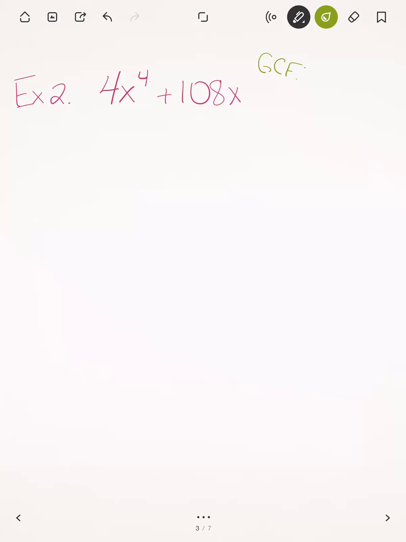So I noticed that they're both divisible by 4 and they have an x in common. So I have to factor that out before I'm able to do my sum of two cubes. So again, I divide by my GCF, and since it's my GCF, it goes out front. And then I write down what I'm left with. So I get x cubed plus 27.